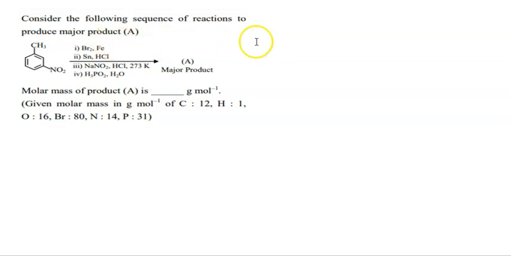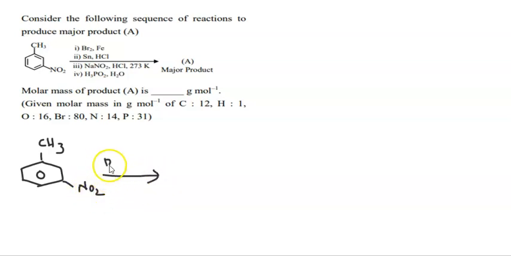Consider the following sequence of reactions to produce a major product, and we have to find the molar mass of the product. Here the compound meta-nitrotoluene is given. This meta-nitrotoluene is subjected to react with bromine in the presence of iron. It is an electrophilic substitution reaction. The given benzene has two groups. One is an electron withdrawing group, and the other is an electron donating group.